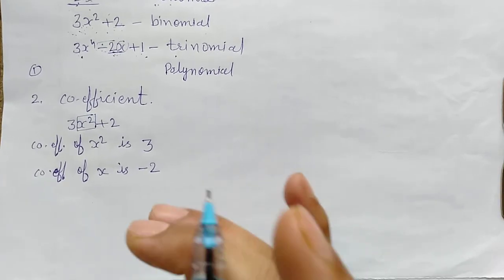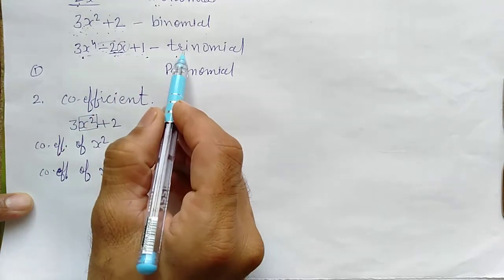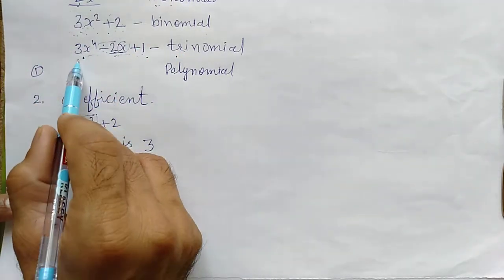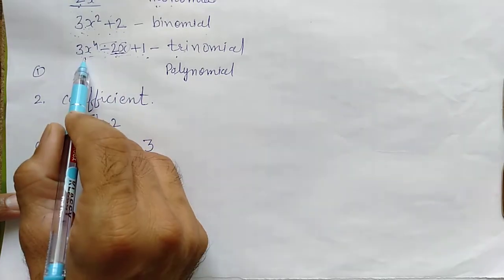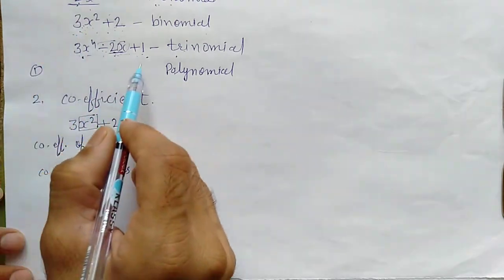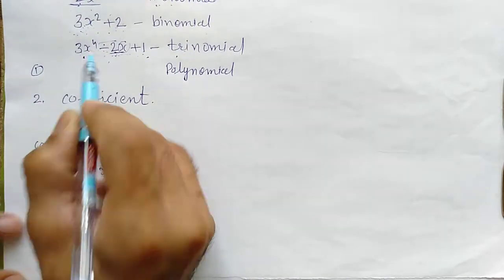Sometime the question may ask, for this third polynomial, that is trinomial, what is the coefficient of x square in this one? See, is there any term in which x square is given? No. So 0 will be, okay? So coefficient of x square in this term is 0.